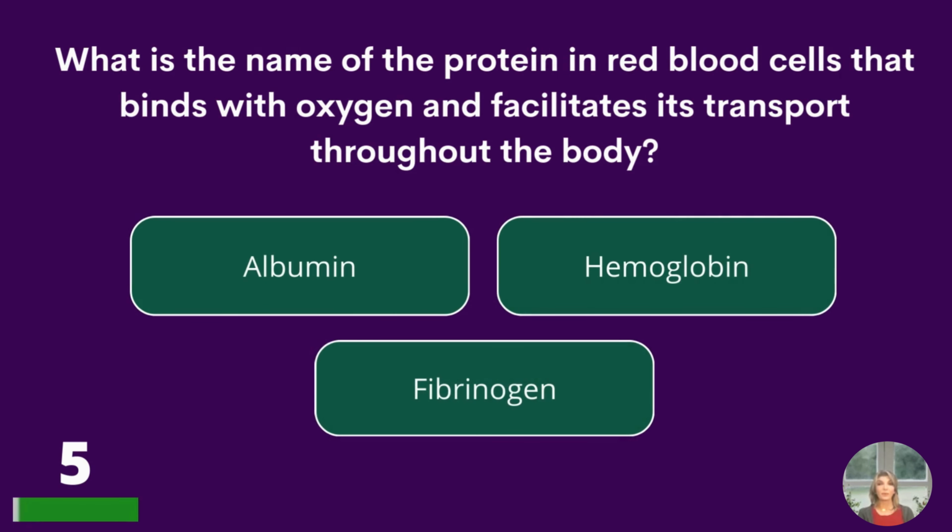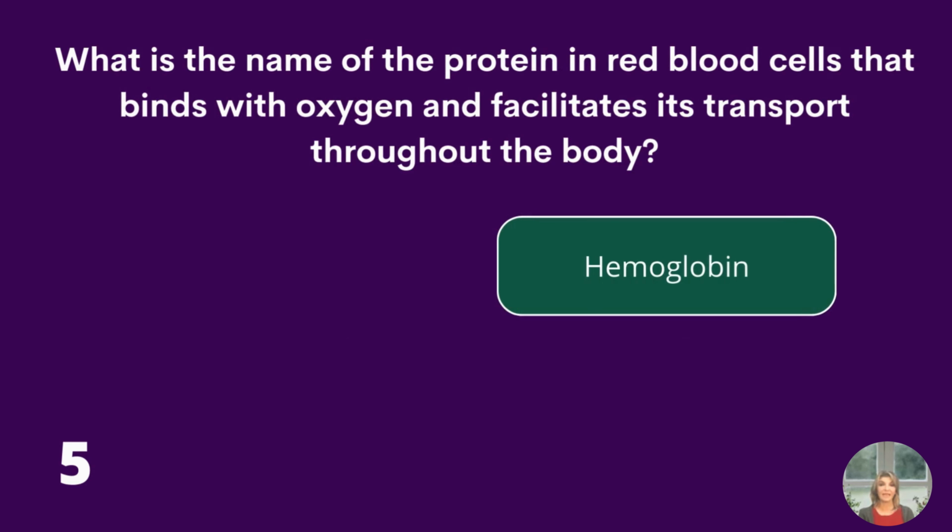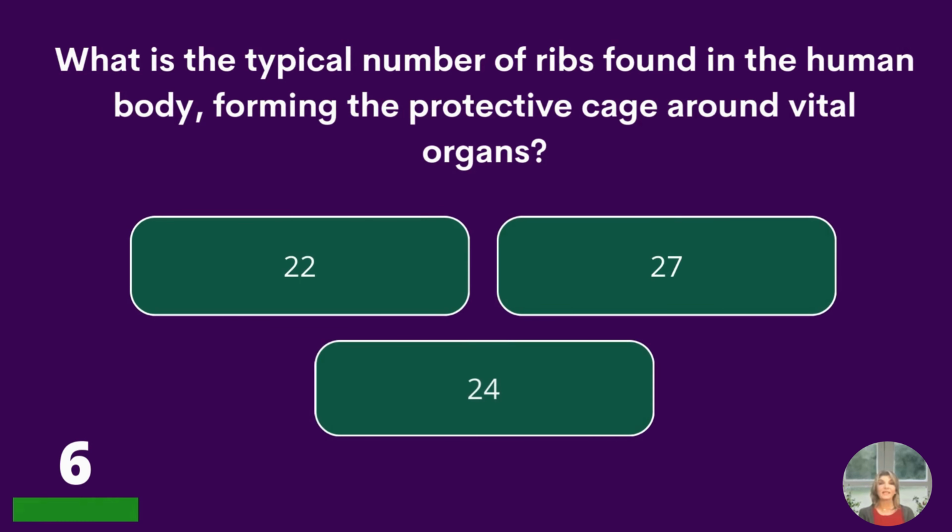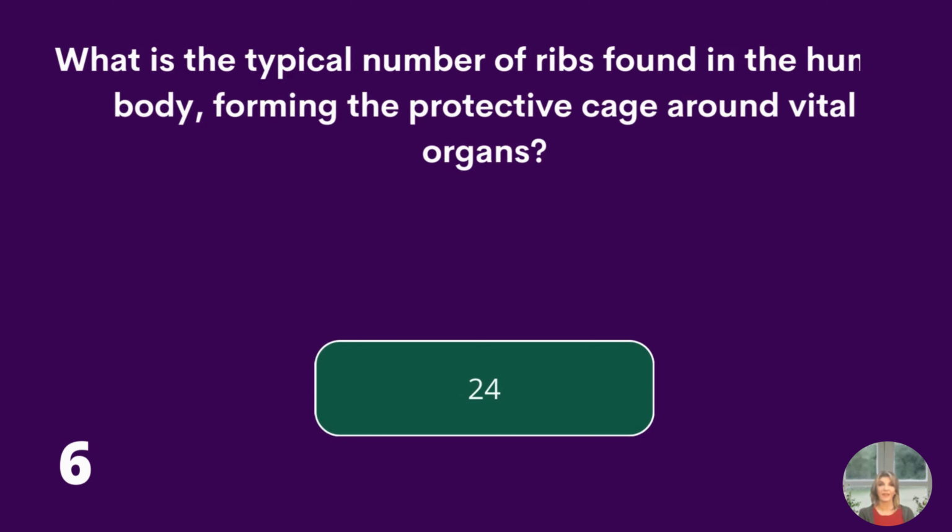What is the name of the protein in red blood cells that binds with oxygen and facilitates its transport throughout the body? Hemoglobin. What is the typical number of ribs found in the human body, forming the protective cage around vital organs? 24.